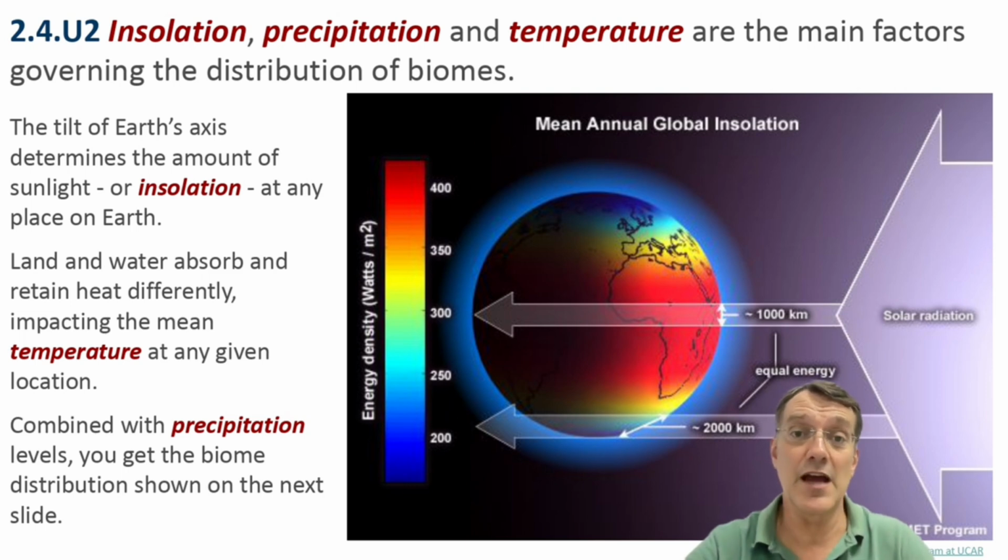Insolation, which is incoming sunlight, precipitation, and temperature are the main factors governing where biomes occur. Insolation refers to the amount of solar radiation reaching Earth's surface, and that varies by latitude, or distance from the equator, because of Earth's tilt. This difference in insolation, combined with differences in how land and water absorb heat, creates the temperature patterns we observe globally.